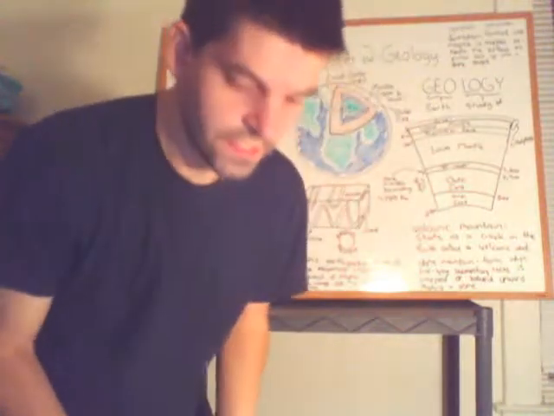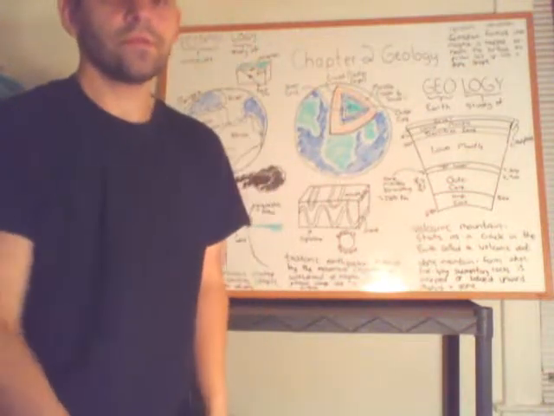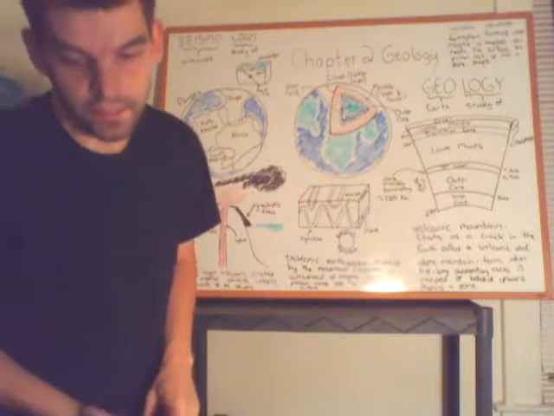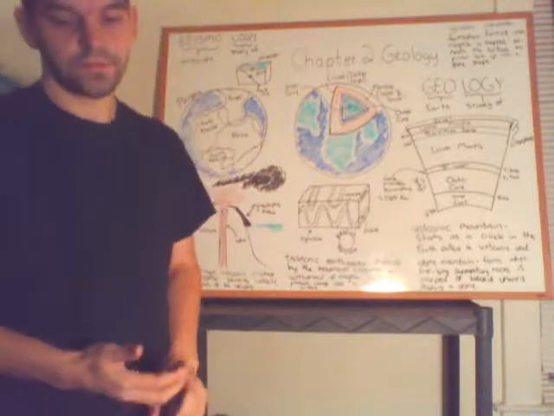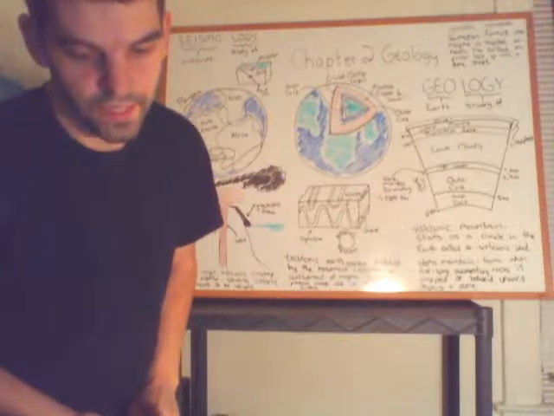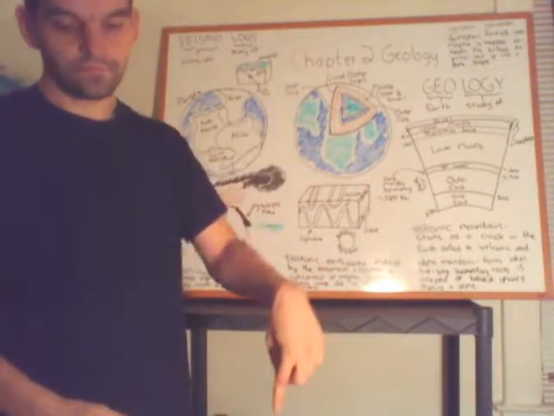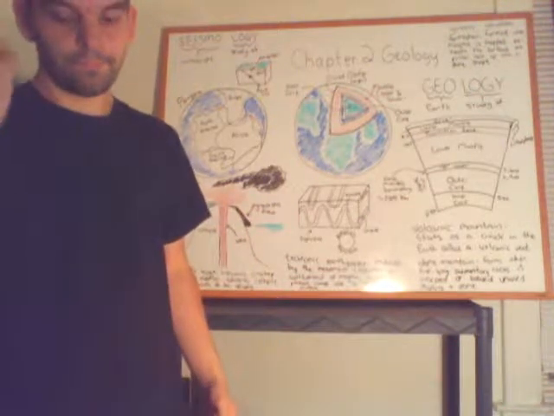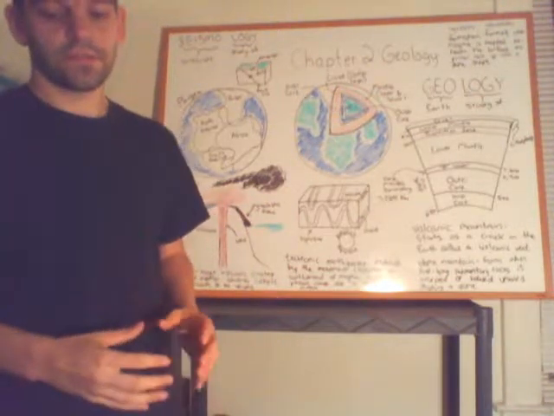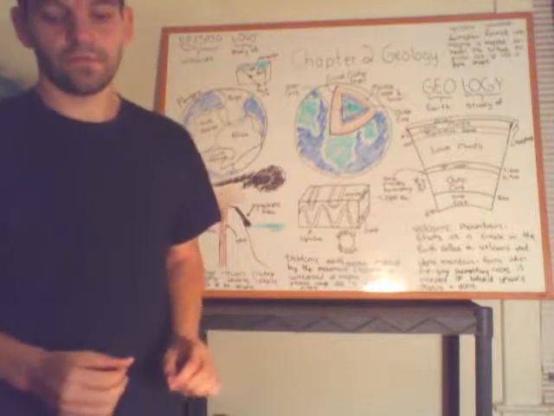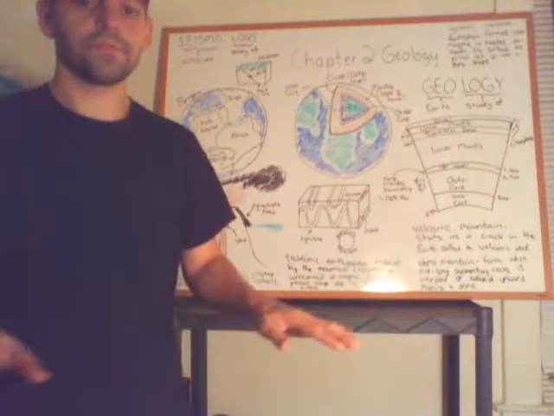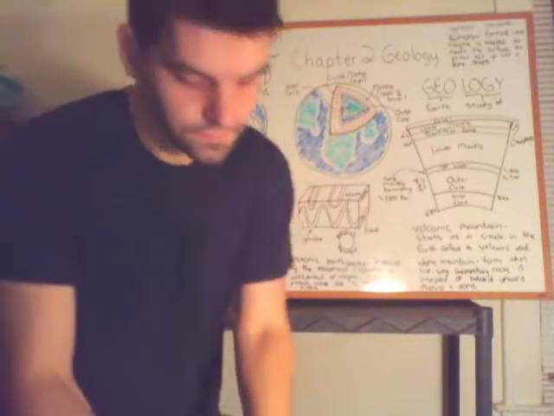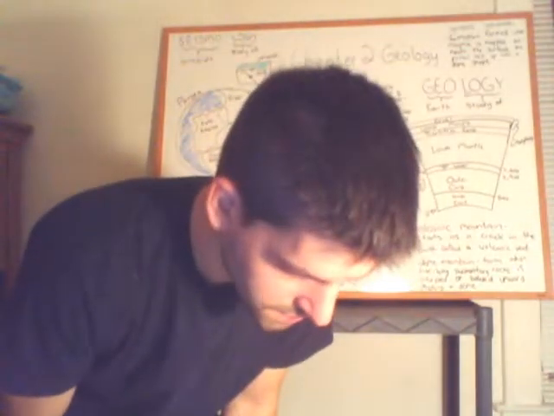Identify the three major kinds of faults. So our three major kinds of faults are normal, reverse, and strike slip faults. So normal forms when hanging walls drop down, reverse forms when hanging walls move up, and strike slip faults are going to be walls that move side to side, not up and down. Okay? Let's look at the next question.